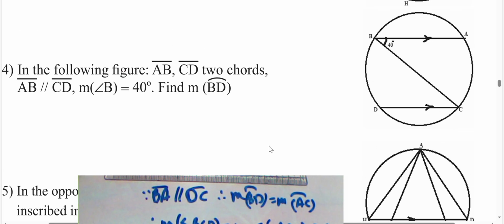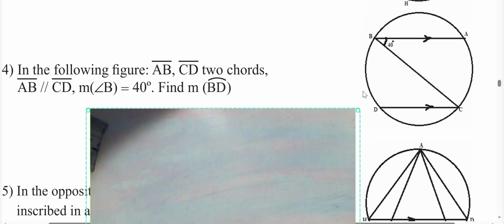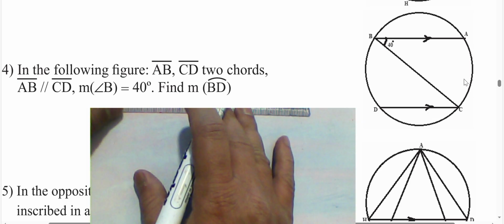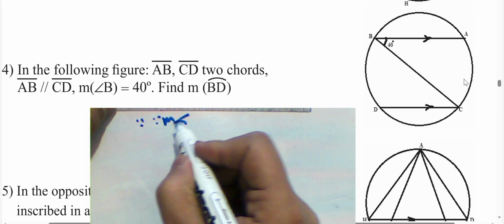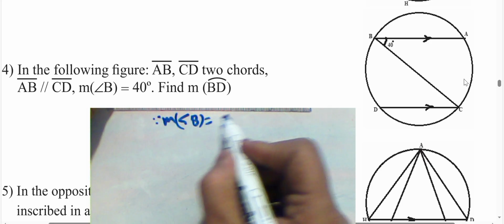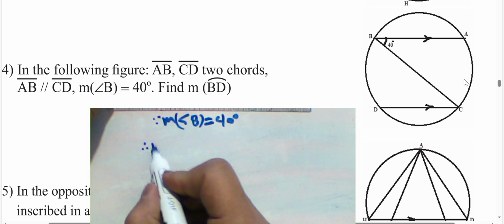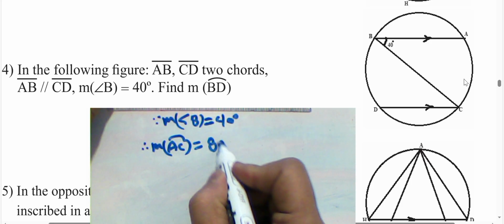We have here two parallel chords, and you want to find the measure of arc PD. It's an arc. You want to find this angle. Okay. Given an inscribed angle 40, the measure of arc AC equals 80 degrees. Understood? Such that the measure of angle P was 40 degrees. The measure of arc EC will be 80 degrees.